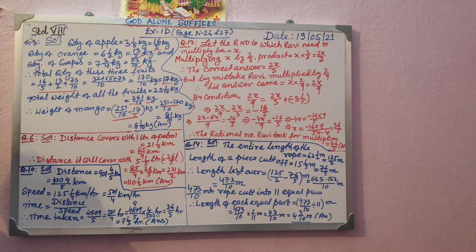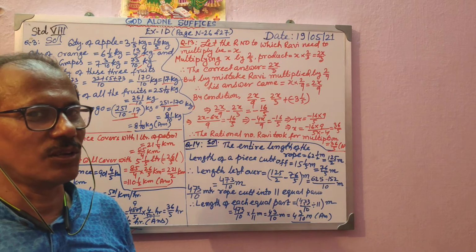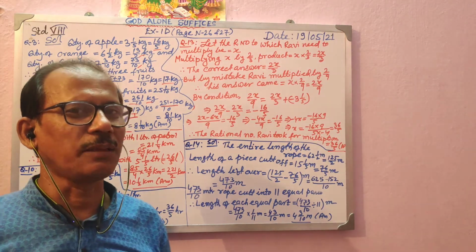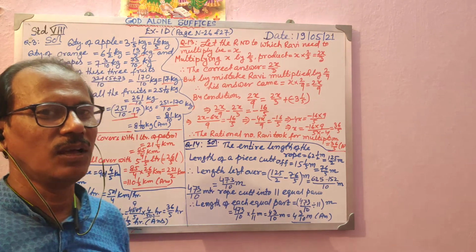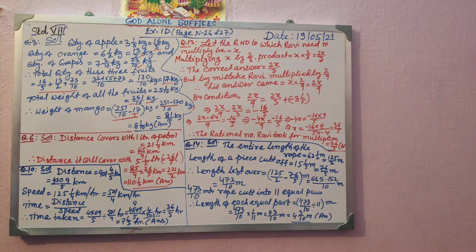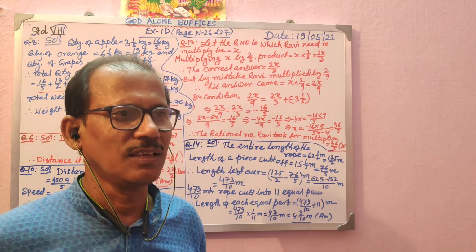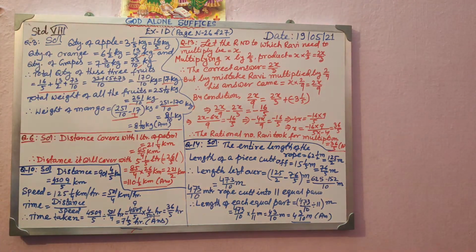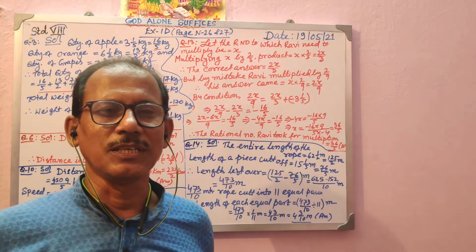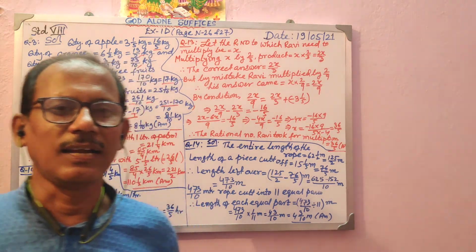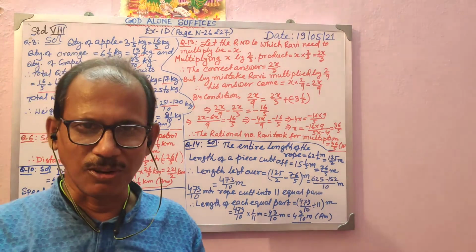Question number 6 said to you the distance. When the concepts of distance, time and speed come, things are very easy. You know the formula. I have done this continuously for 2-3 years. Distance is equal to speed into time, speed is equal to distance by time, and time is equal to distance by speed. This is all you know.